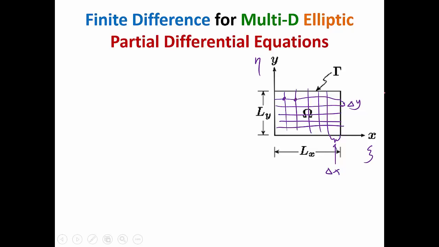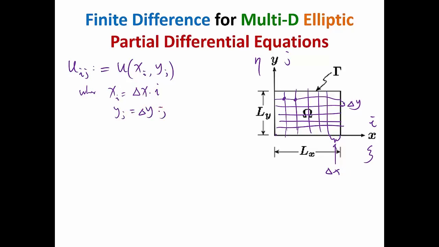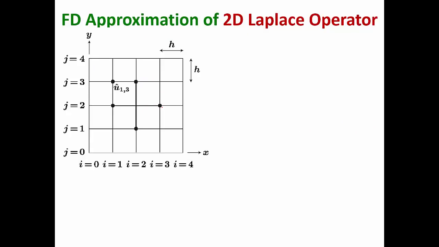All right? And if we index the grid points by two indices, i and j, then basically we have a two-dimensional array that stores the value of the function at all these grid points. So u of ij stores the value of the function at xi and yj, where xi is equal to, let's say if this starts from 0, delta x times i, and yj is delta y times j. Okay, so once you have this two-dimensional array, you have a discretization of the function.